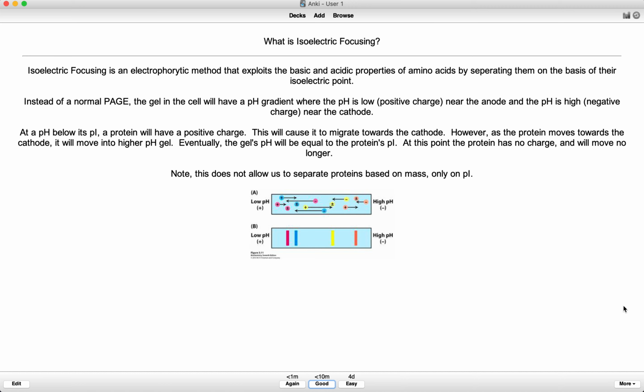Okay. So the important thing to pull off here is that we have a pH gradient where it's low on the anode side, which is positive, and we have high pH on the negative side, which is the cathode side. And it separates protein based on the pI. Right? Yeah. Low pH, positive anode. High pH, negative cathode. Separating proteins based on pI.